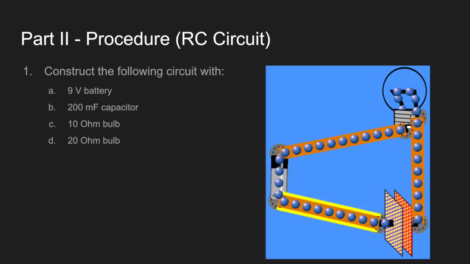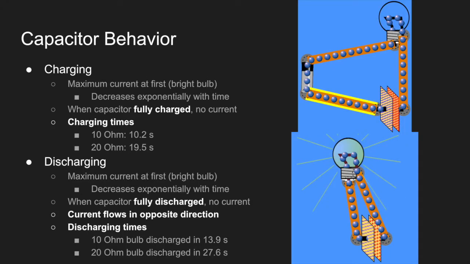For part 2 of this lab, let's create the RC circuit shown to the right using a 9 volt battery, a 200 millifarad capacitor, a 10 ohm bulb, and a 20 ohm bulb. When the capacitor is charging, there is a maximum current at first, but this current decreases exponentially with time. When the capacitor is fully charged, there is no current flowing.